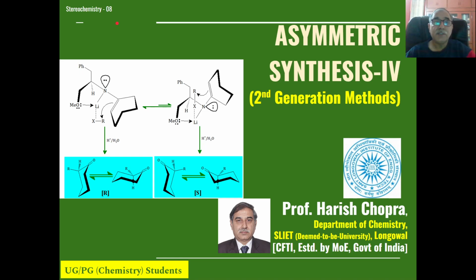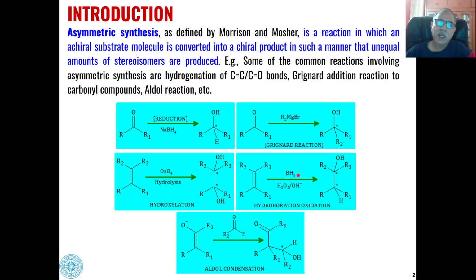Dear students, this is our eighth lecture on stereochemistry and fourth lecture on asymmetric synthesis. As I have told you in our previous lectures, asymmetric synthesis is basically a reaction in which an achiral compound undergoes a chemical reaction to produce a chiral product.